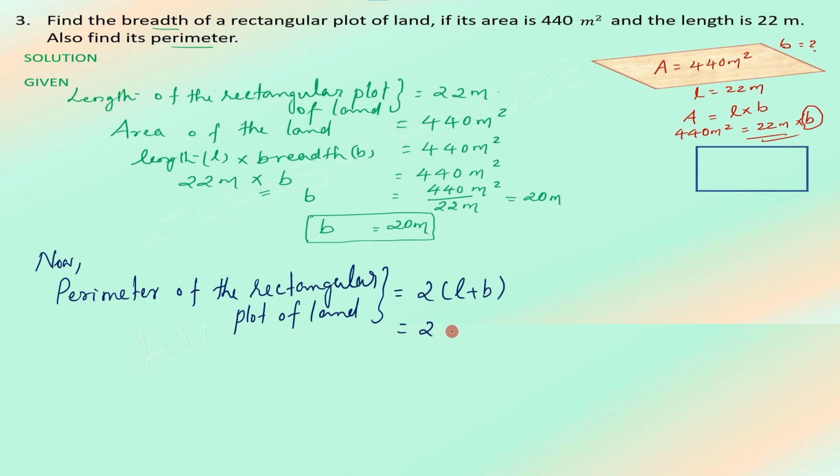That is equal to 2 into, here length is 22 meter and breadth is 20 meter. That is equal to 2 into, first we have to add these two. That is 22 plus 20, it is 42 meter. That is equal to 2 into 42, it is 84 meter. That is here breadth of this rectangular plot is 20 meter and its perimeter is 84 meter.